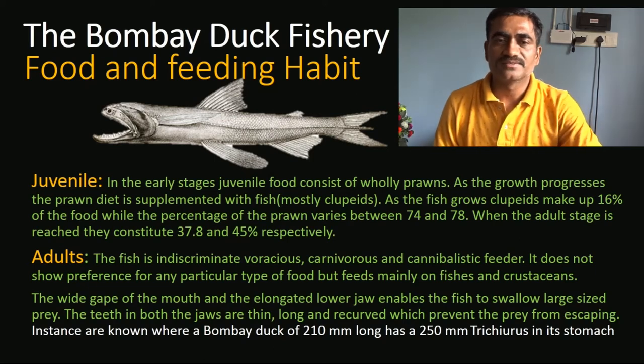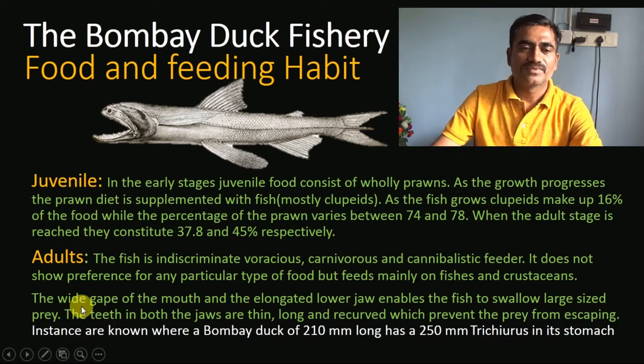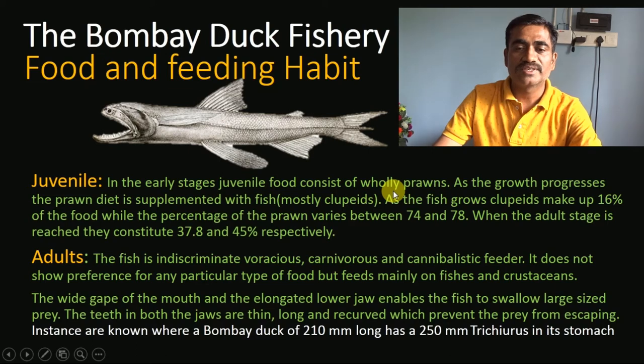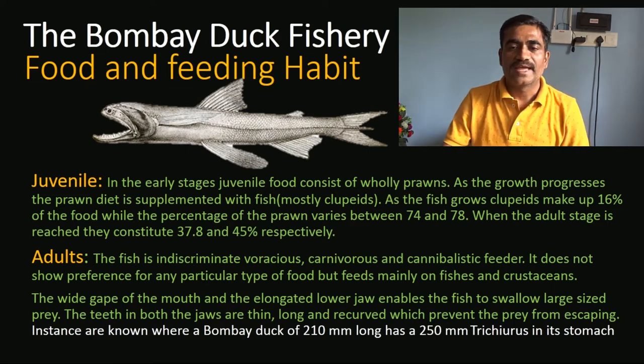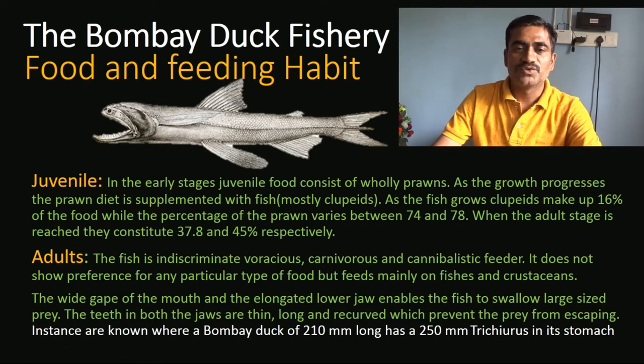Earliest in life, the juvenile fish's food consists only of prawns. Mostly it consists of prawns. As growth progresses, the prawn diet is supplemented with fish, and as the juvenile grows it slowly converts its diet to fish. Previously, up to the juvenile stage, it mostly prefers prawns in its diet.